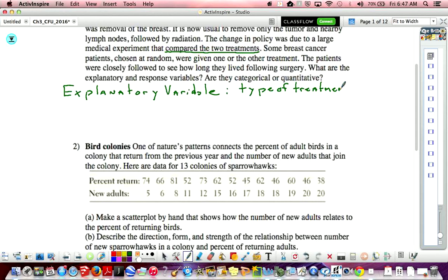Now the question then becomes, is this categorical or quantitative? So I ask myself, are the treatments numerical or are they like different types? In this case, they're different types of treatments. Either they're removing the whole breast or they're just removing the tumor, followed by radiation. So this would be categorical because it's either one or the other. It's putting them into one of two groups. It's not numerical. Then we have the response variable.